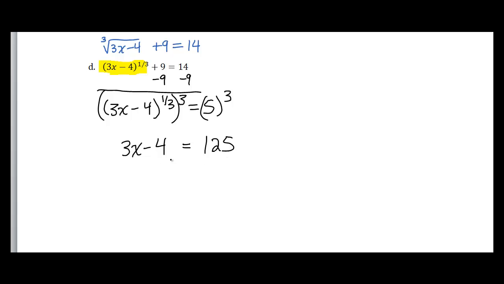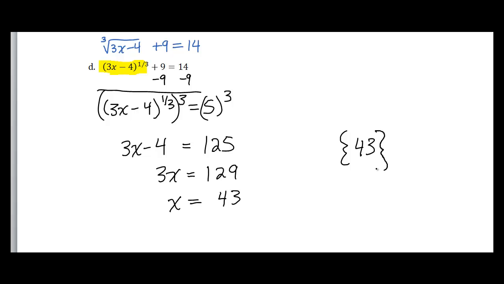I'll add 4 to both sides. I get 3x equals 129. And I divide both sides by 3. We get x equals 43. You can put that into your original equation, and you will find out that that solution does in fact work. And so if you want to write it as a solution set, it contains 43. So when you see these fractional exponents, it is still a radical equation.